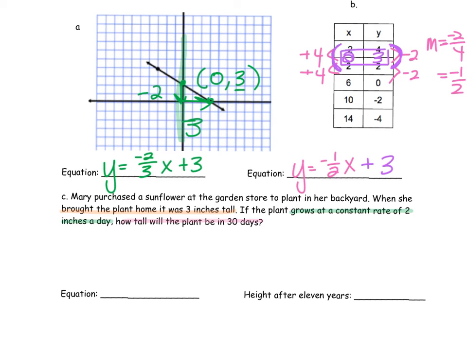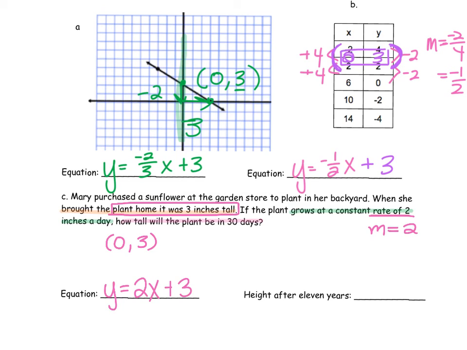So when we think about this, it's actually 2 ordered pairs. When she brought it home, it was 3 inches tall. That's the point 0, 3. It grows at a rate, so this is my m, of 2 inches per day. So from this information already, I can write my equation. y equals mx plus b, 2x plus 3.